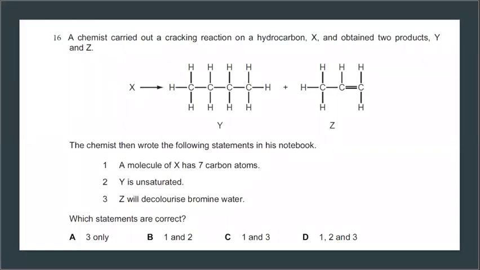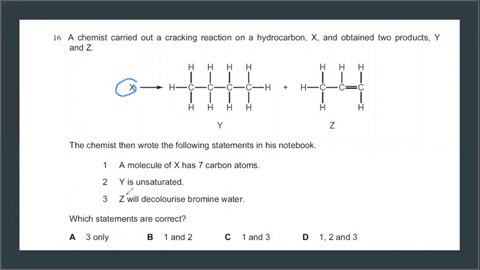I have a question for you guys. A chemist carried out a cracking reaction on a hydrocarbon X and obtained two products, Y and Z. So some hydrocarbon X was used to give us an alkane plus an alkene. The chemist then wrote the following statements in his notebook. A molecule of X has 7 carbon atoms, Y is unsaturated, and Z will decolorize bromine, right?